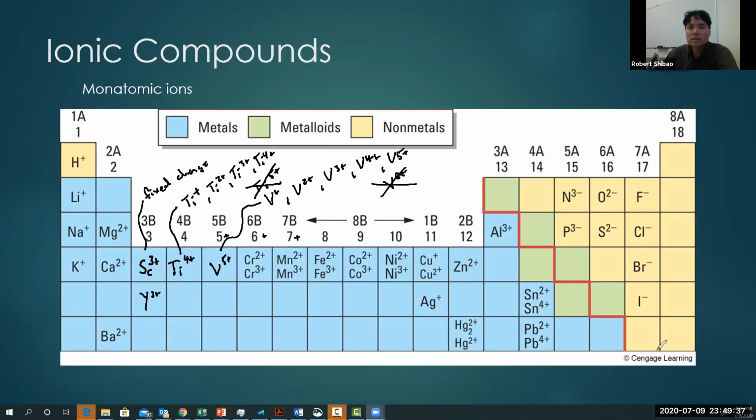And so I'm starting to see some patterns here. This region of the periodic table is what we call variable charge. And when we look at the variable charge, we're going to subdivide it. Now, this is just a rule. This is not a law.